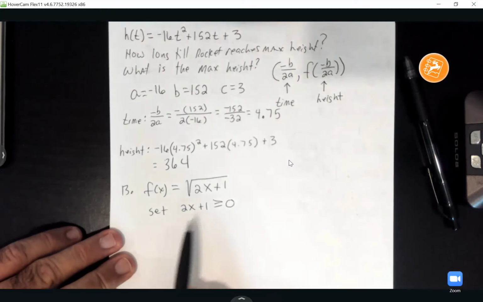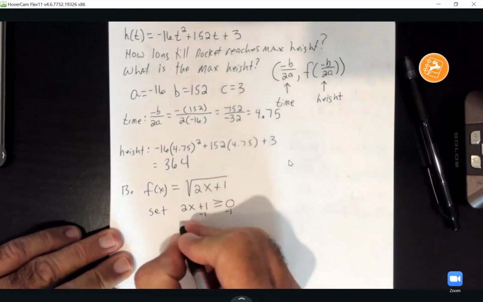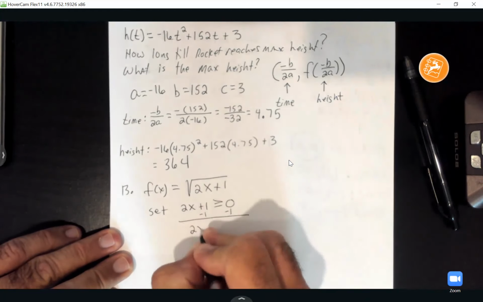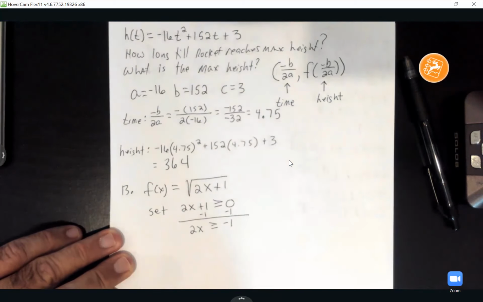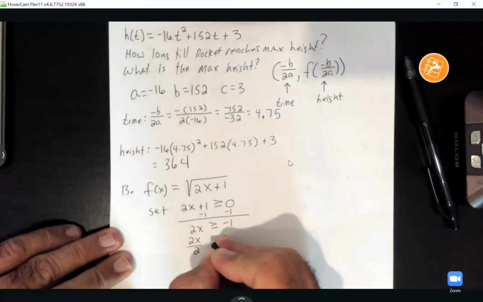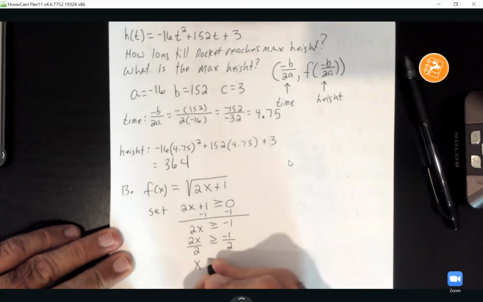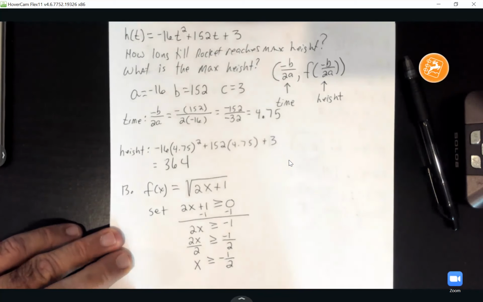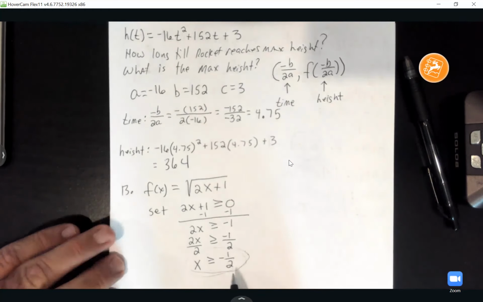Now, I'm just going to solve this for the x. So I'm going to start by subtracting 1. I get my 2x, that cancels, greater than or equal to -1. And y'all, then we divide by 2. So it looks like my x is going to be greater than or equal to a -1/2. So I'm looking for which answer actually has x greater than or equal to a -1/2.